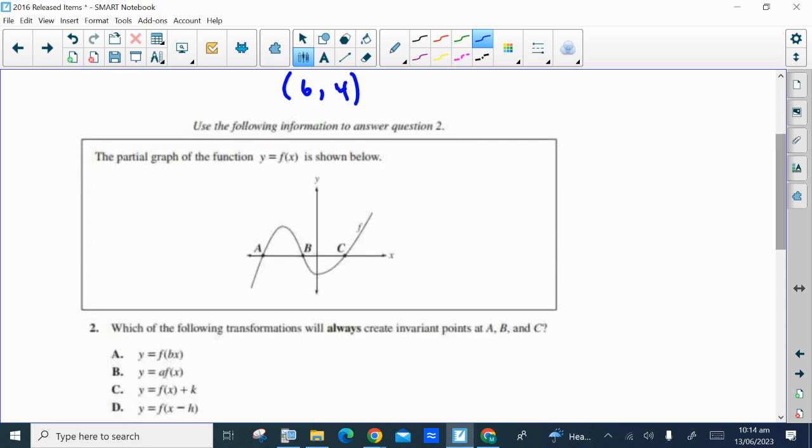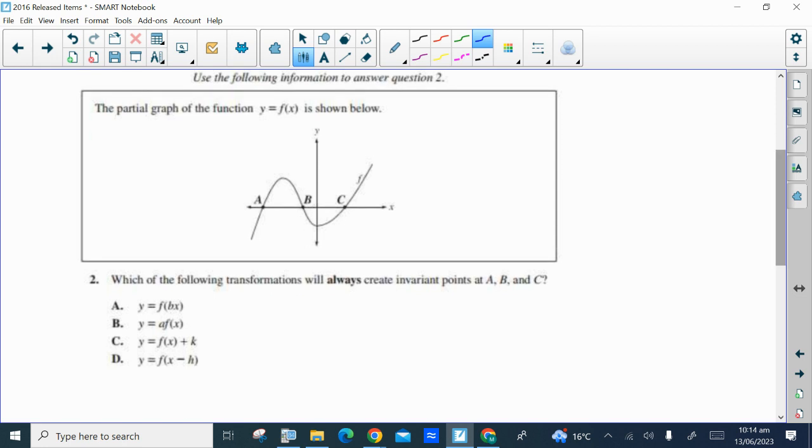Next question. You have a partial graph of y = f(x). Which of the following transformations will always create invariant points at A, B, and C? So A, B, and C are the x-intercepts. And there's two transformations that would not change those. One of them would be stretching it vertically about the x-axis. Those points are 0 units away from the x-axis, so that distance, no matter what the stretch factor is, will not change. The other thing that would happen is if it's reflected over the x-axis. That wouldn't change those invariant points either.